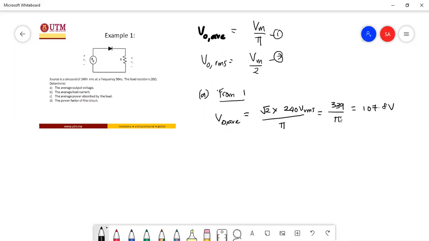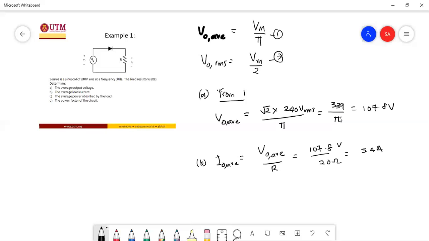And for B, the average load current. The average load current is I out average. Even though the equation is not given in the notes, you should already know that if the load is a pure resistor, you just use Ohm's law. So V out average over R load is simply 107.8 volt over the resistor value of 20 ohm. This will give you the answer of 5.4 ampere.